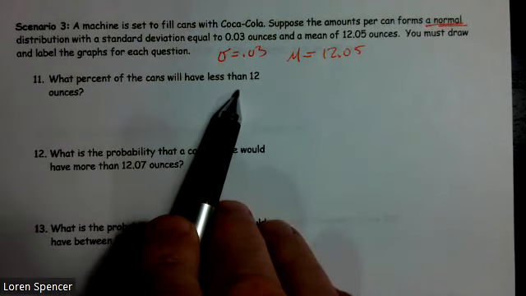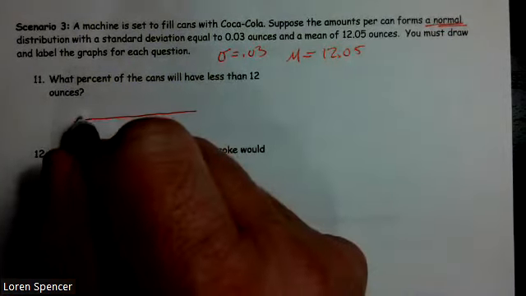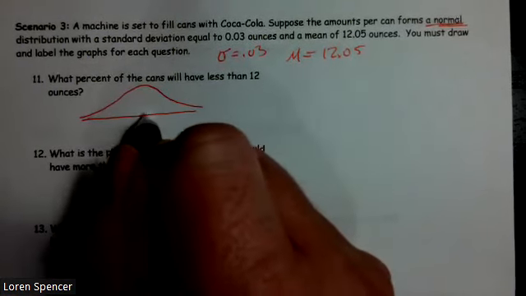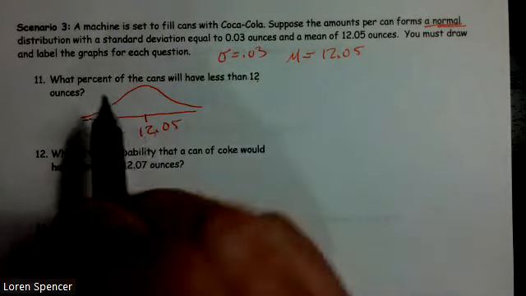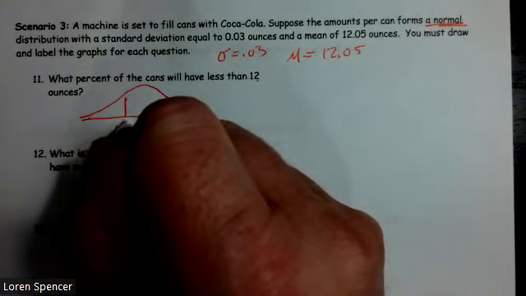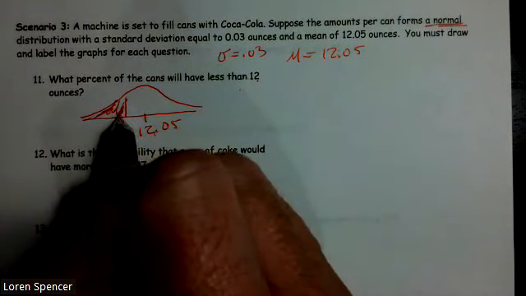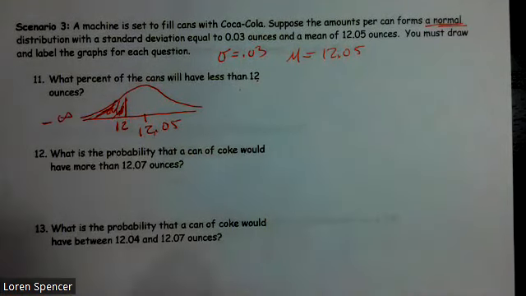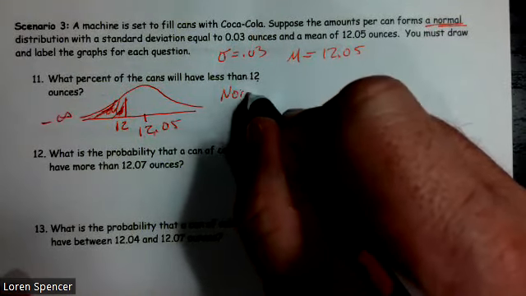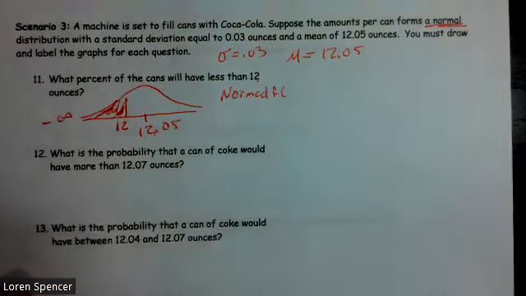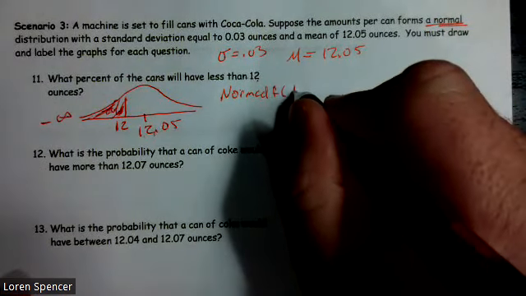What percent of the cans will have less than 12 ounces? So first off, if I'm drawing my graph every single time, it's going to be centered on that 12.05. Well, 12 is less than 12.05, so that's down here. It says less than, so I'm shading this way. So my lower bound happens to be negative infinity. Once again, it's working with a normal, so this is a norm CDF, and this is going to be a lower bound of negative infinity.